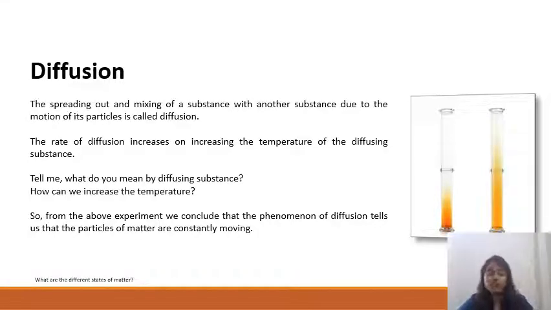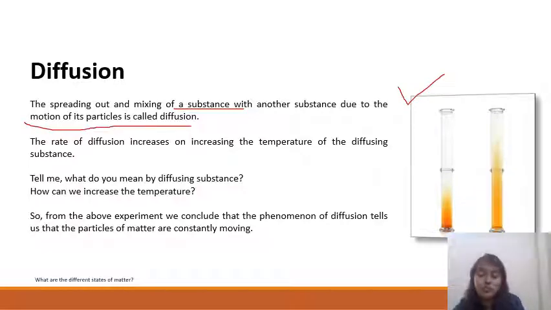Okay students. So now I am going to give you the formal definition of diffusion. And for this I have also added a picture you can see at the side. Okay. So what do we mean by diffusion? The spreading out and mixing of a substance with another substance due to motion of its particles is called diffusion. Okay, so the spreading out or mixing of particles of one substance with particles of another substance due to motion of its particles.